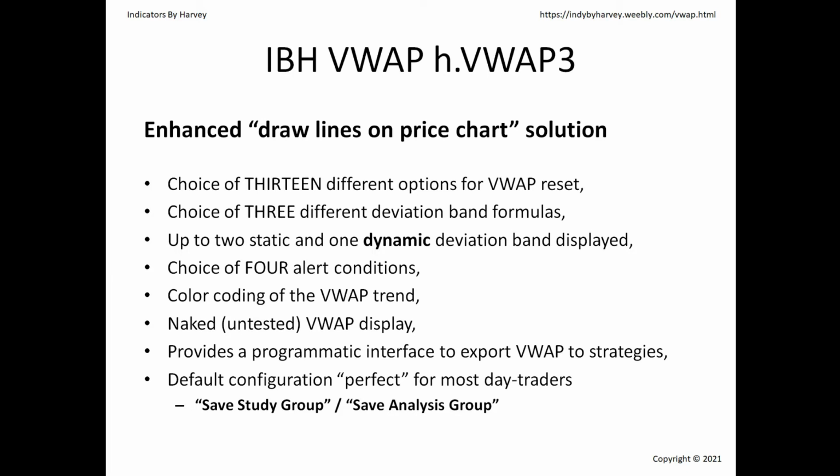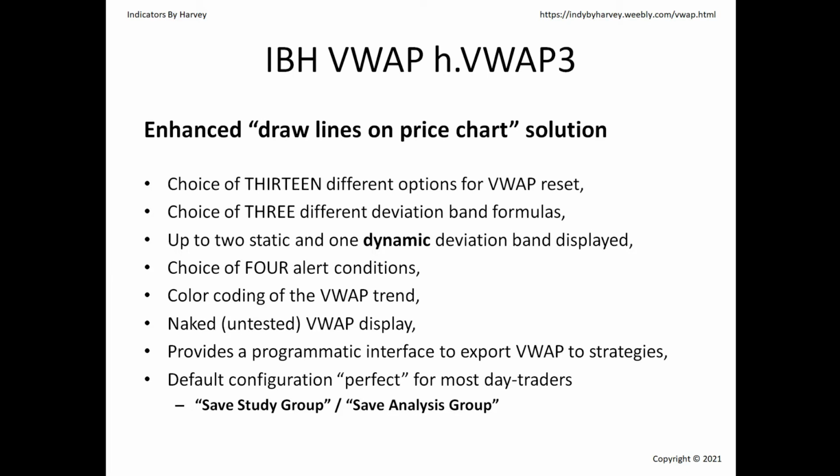There are 3 different types of deviation band formulas that you can choose. There are up to 2 static and 1 dynamic deviation band that can be displayed. You have a choice of 4 different alert conditions. The VWAP trend is color-coded. You can display the naked or untested VWAP. There's a programmatic interface to export the VWAP to strategies.